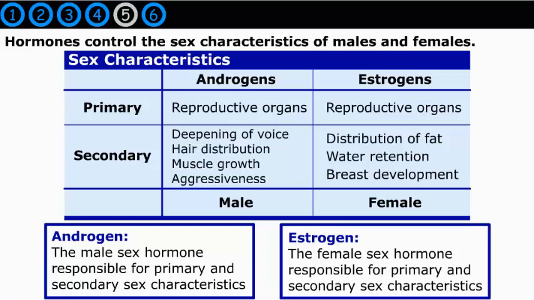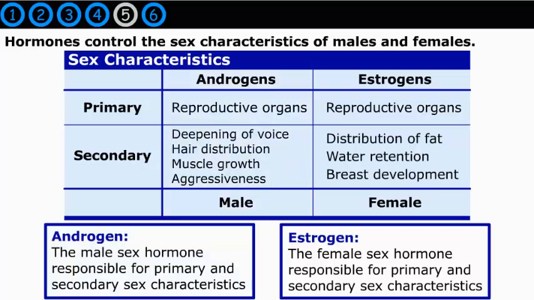The male and female reproductive systems are both controlled by hormones. Hormones are chemical signals in the body that travel in the body fluids and regulate processes by interacting with target cells. The principal male sex hormones belong to a group called androgens, produced in the testes. Androgens are responsible for the male primary and secondary sex characteristics. The primary sex characteristics are the reproductive organs. Secondary male characteristics are a deepening of voice, hair distribution, muscle growth, and aggressiveness.